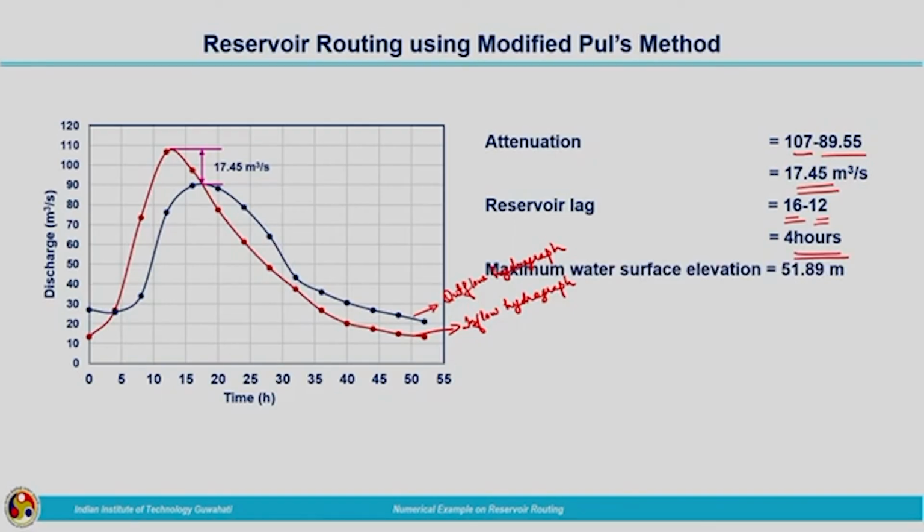Now, coming to the maximum water surface elevation that we have observed from the table, that is 51.89 meters. So, whatever was asked in the question we have computed over here. We had routed the inflow hydrograph through the reservoir, we have found out the attenuation and the reservoir lag and also the corresponding maximum water surface elevation. This is the typical example related to reservoir routing. From this we can develop the water surface hydrograph. Water surface which is obtained corresponding to the outflow hydrograph can be plotted.